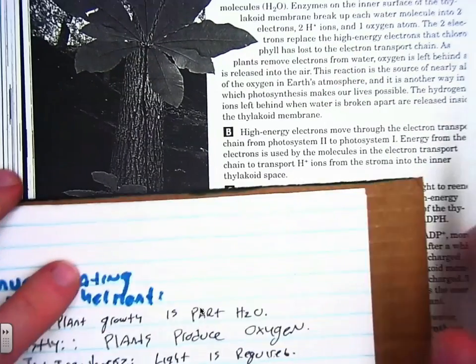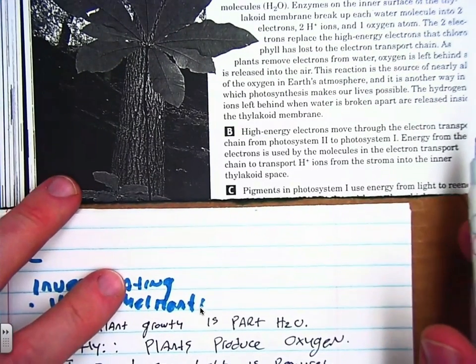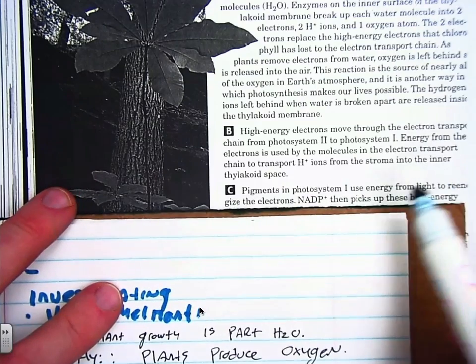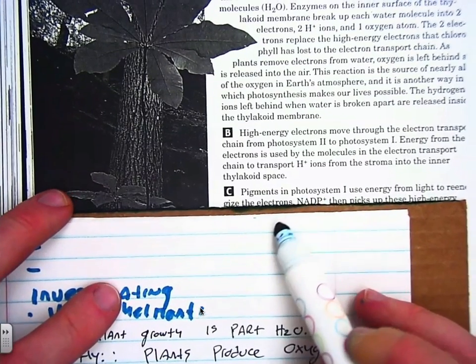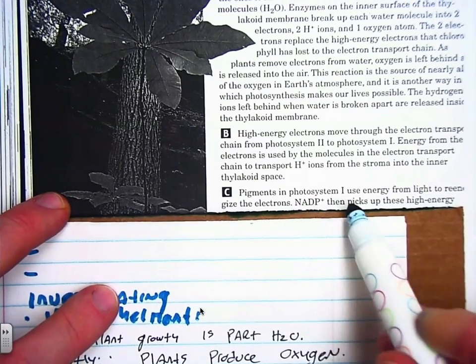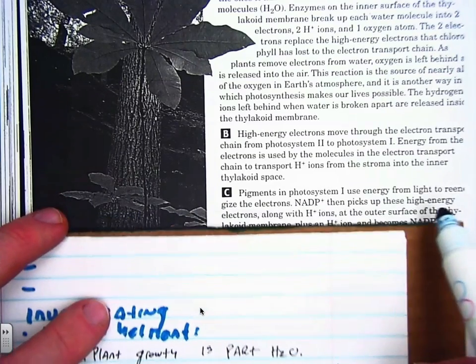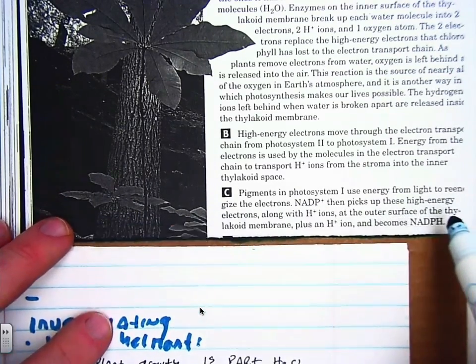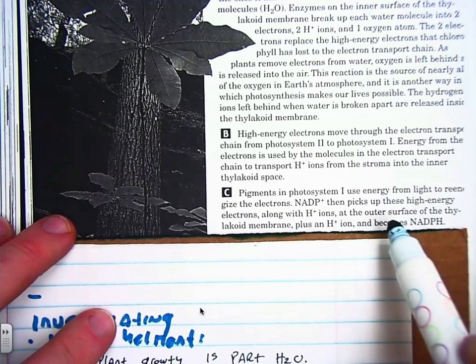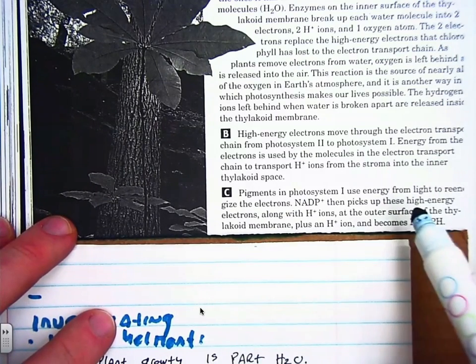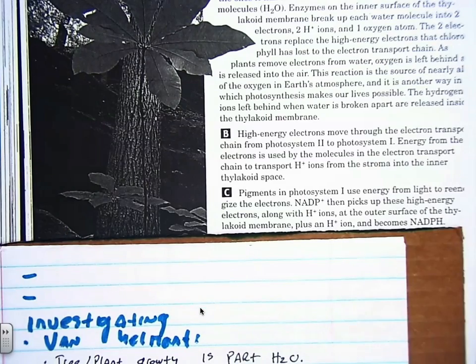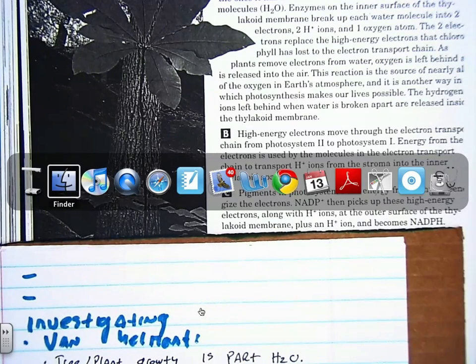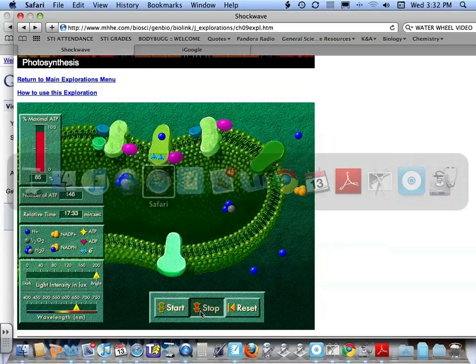Pigments in photosystem 1 use energy from light to re-energize the electrons. NADP+ then picks up these high energy electrons along with H+ ions at the outer surface of the thylakoid membrane, plus a proton, plus a hydrogen ion, and becomes NADPH. Let's go back to our online animation and see that in action.